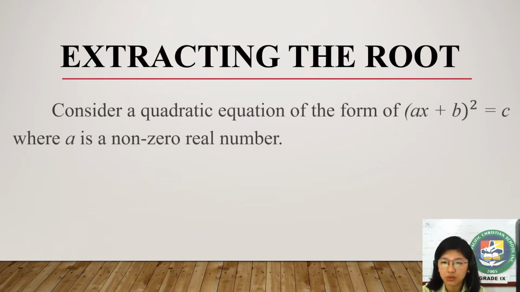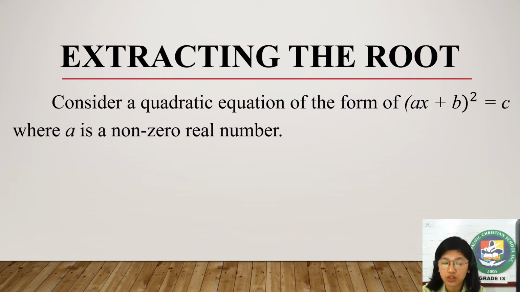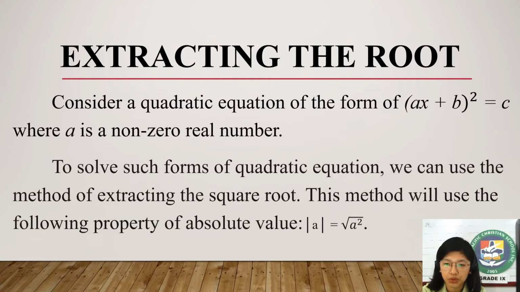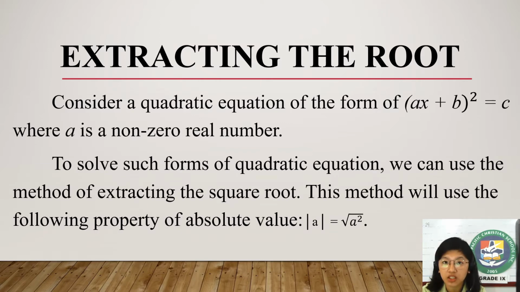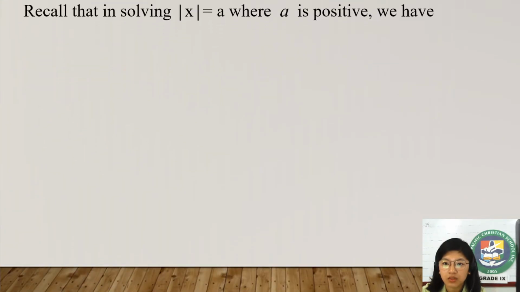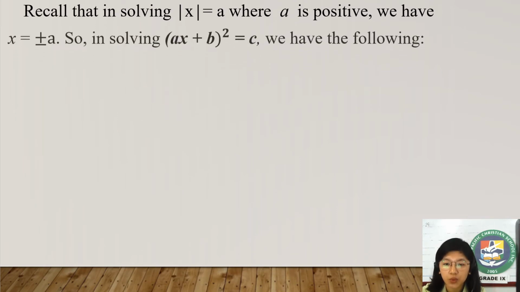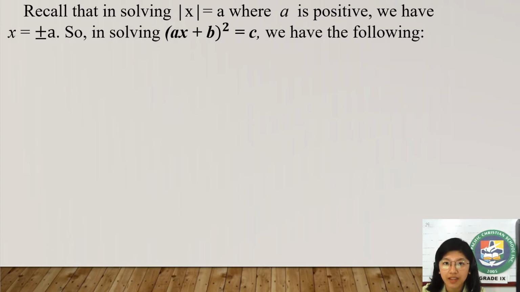So by extracting the root, we have to consider a quadratic equation of the form (ax + b)² = c, where a is a non-zero real number. To solve such forms of quadratic equation, we can use the method of extracting the square root. This method will use the following property of absolute value, wherein the absolute value of a is equal to the square root of a squared. Recall that in solving the absolute value of x equals a, where a is positive, we have x equal to positive and negative a.